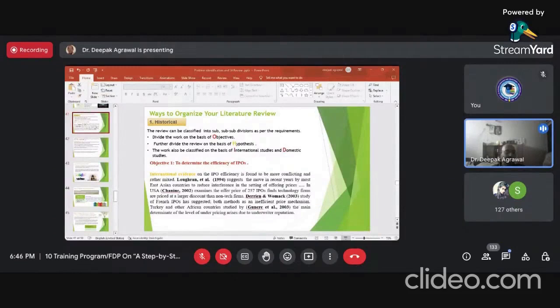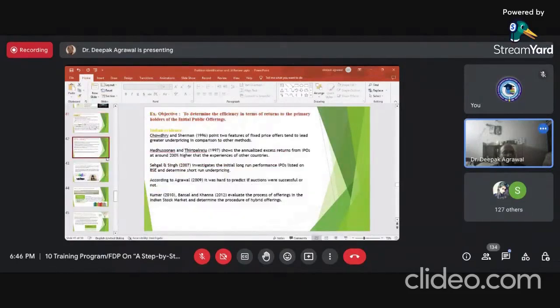You have to organize the literature review. So this is one example I have quoted. When we are talking about the historical organization, it can also be subdivided in the form of your objectives or hypotheses. It's all your choice. It may be subdivided or it may be in paragraph form. So, to determine the efficiency of IPOs, here in the chronological order. You can see over here again the same order.